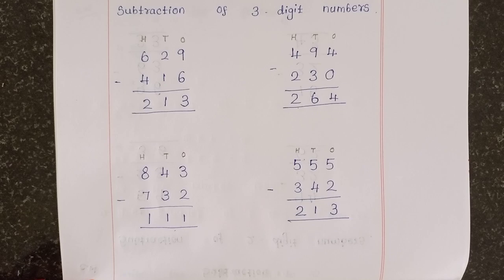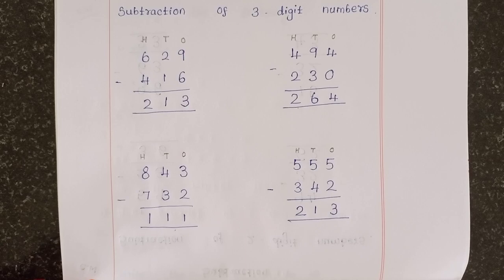629 minus 416. Then we will get 213. Second one, 843 minus 732 is equal to 111. The third, 494 minus 230, then we will get 264. Then 555 minus 342 is equal to 213. All of you have written?